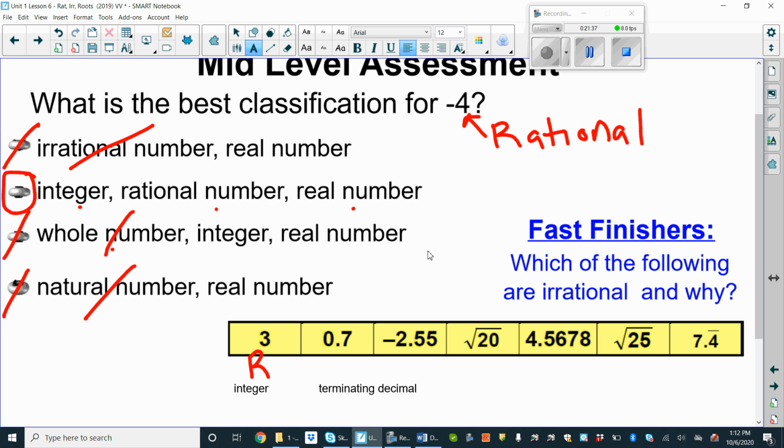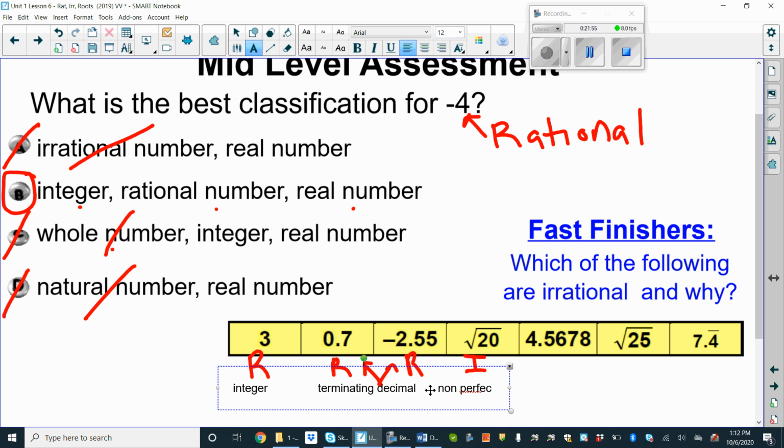Now we have the square root of 20. The square root of 20 is irrational because it is a non-perfect square. If you type that into the calculator, you do not get back a whole number or an integer. 4.5678 is rational, again, because it's a terminating decimal.